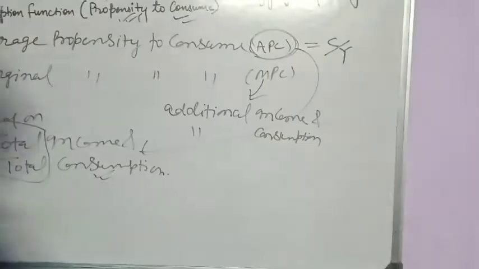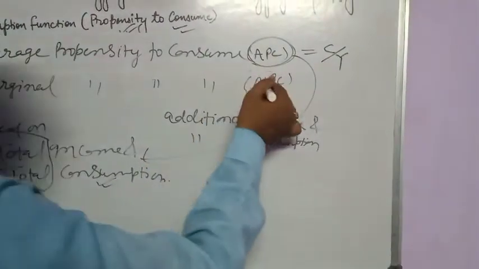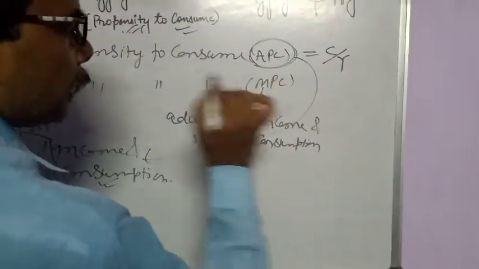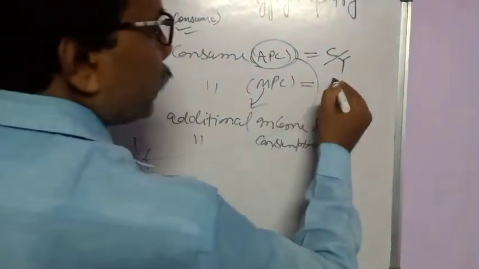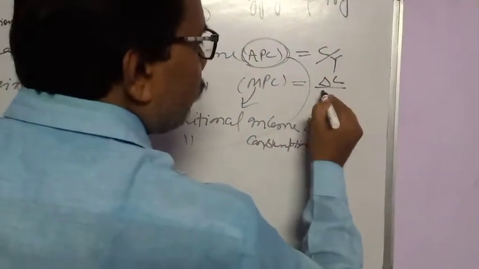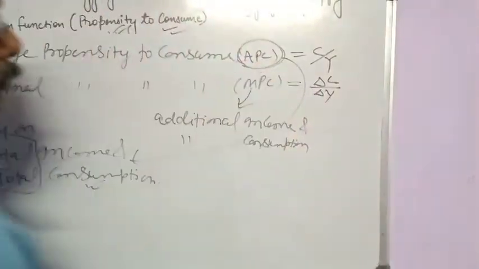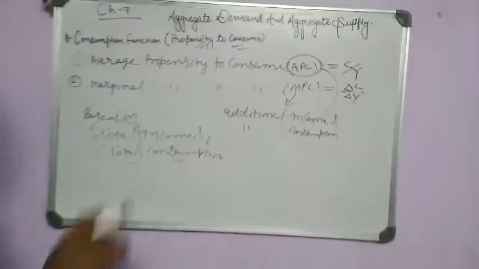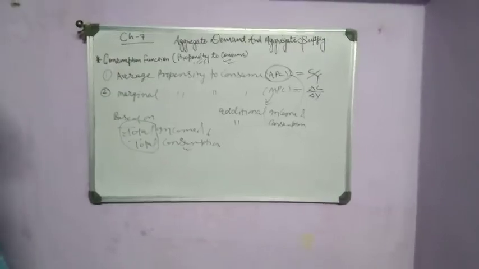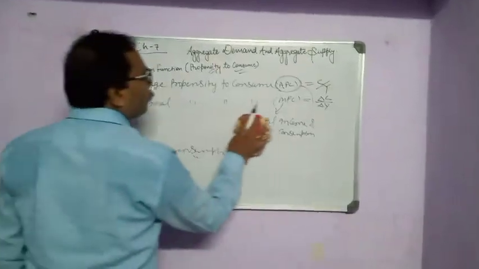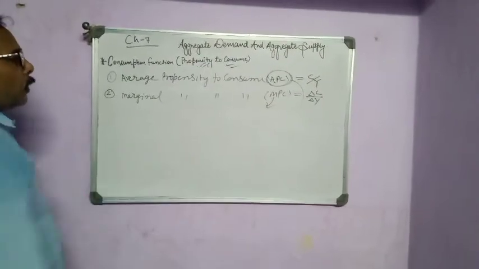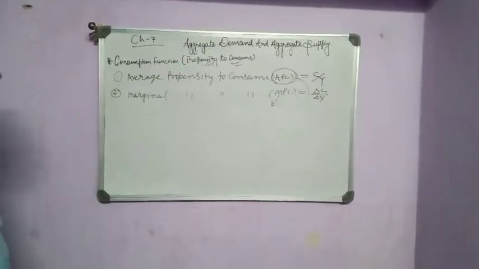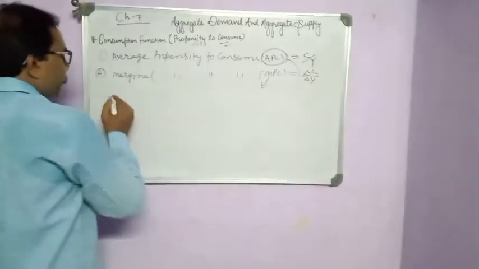Clear? So it is based on change in income and change in consumption. So we can say MPC is equal to delta C divided by delta Y. Clear? And you will make a simple definition of APC and MPC. So what will be the simple definition?